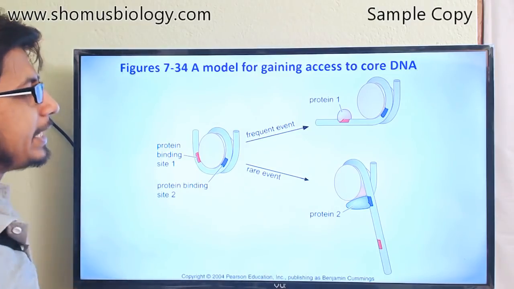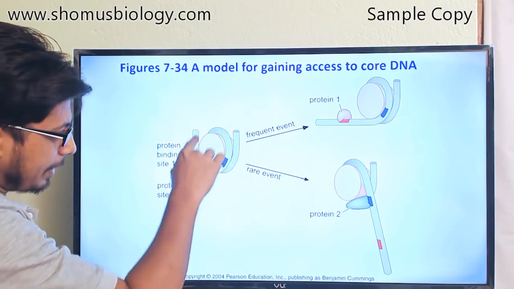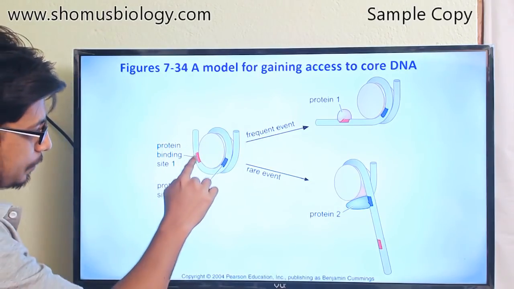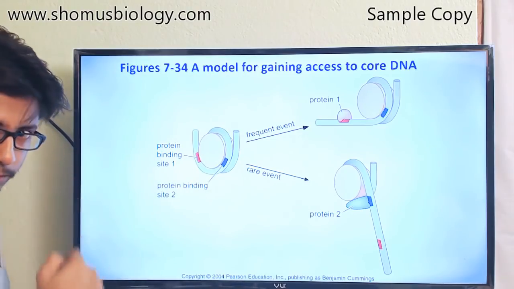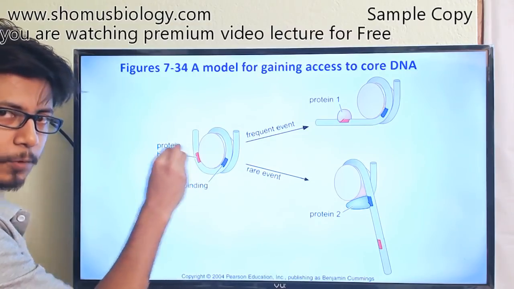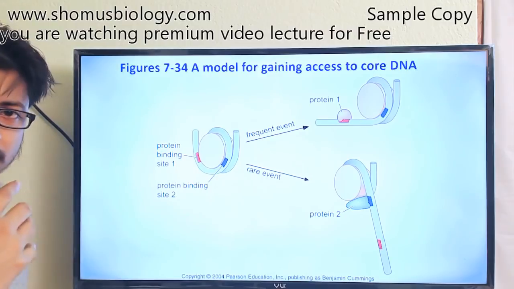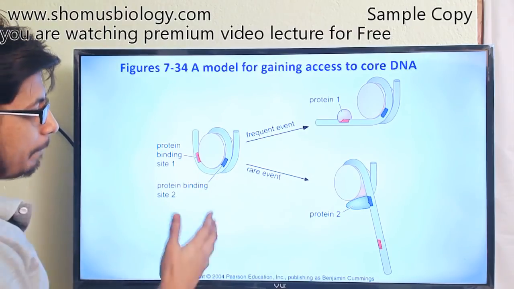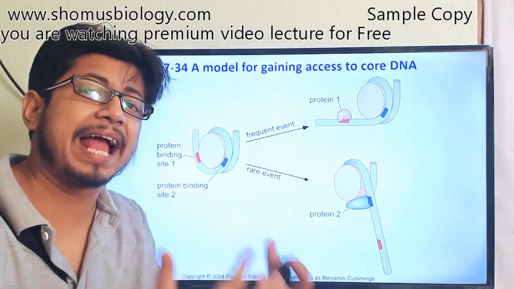So that remodeling can take place by different means. For example, in this picture you can see that DNA is wrapped around this histone, and there is this protein binding site 1, protein binding site 2. One is with red, another one is with blue. Now, a protein needs to attach to this protein binding site 1. Without this attachment, a certain cellular function may not happen. But that side of the DNA is facing the histone. So how can we access that?